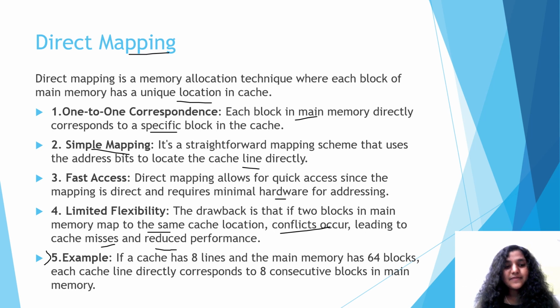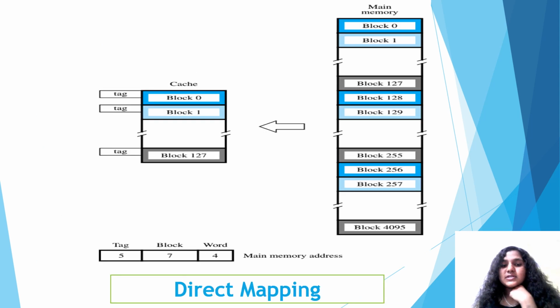Let us see an example. If a cache has 8 lines, the main memory has 64 blocks corresponding to it. Each cache line directly corresponds to 8 consecutive blocks in main memory. So this is direct mapping, which is very simple and quickly accessible compared to the other two mappings. This is the block diagram of direct mapping. Here we see the main memory where each block corresponds to another block in the cache memory. So this is very simple and quickly accessible.